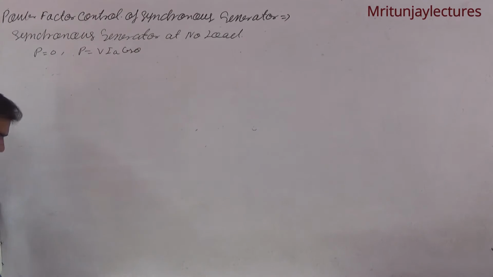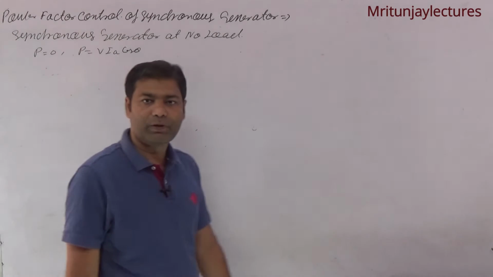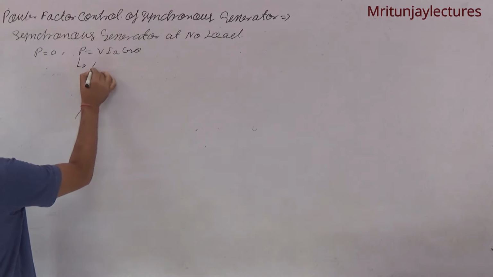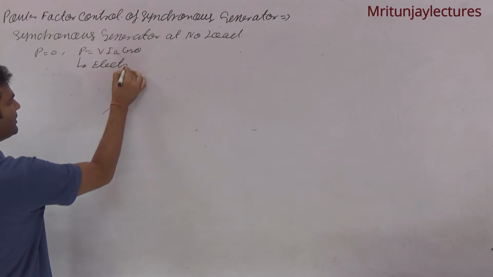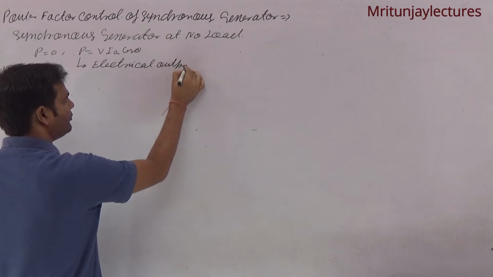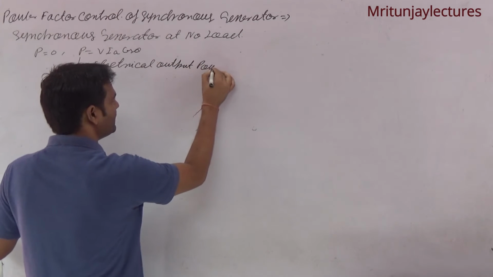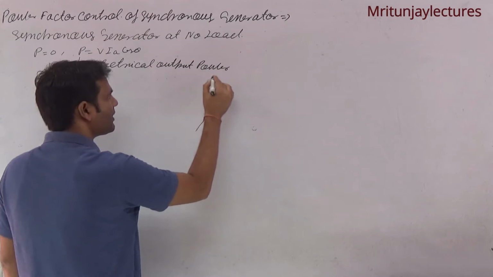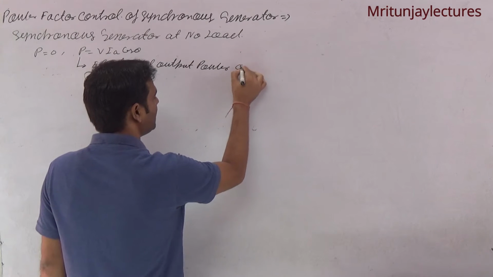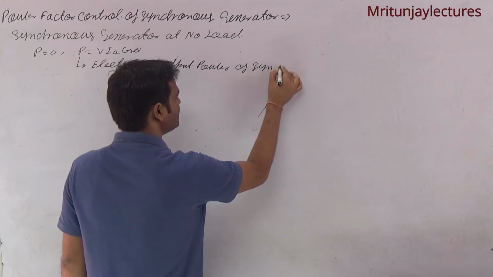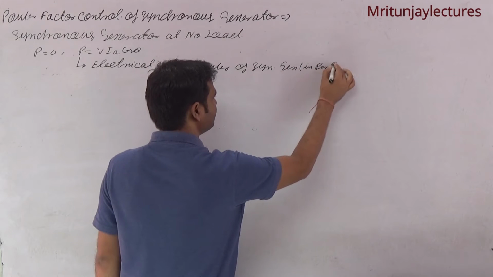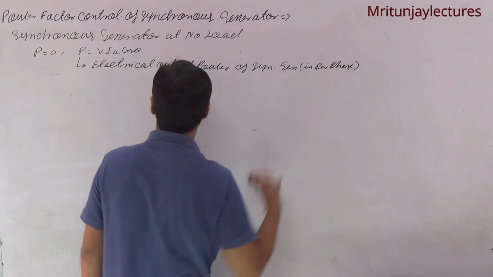P means electrical output power, that is electrical output power in per phase of synchronous generator. Clear? I have already discussed.